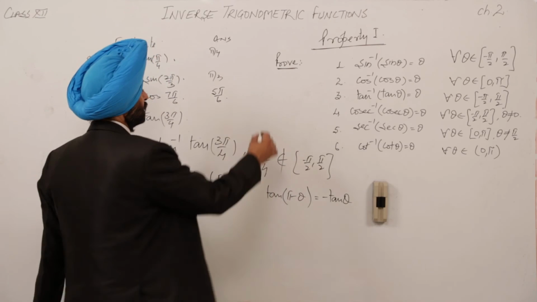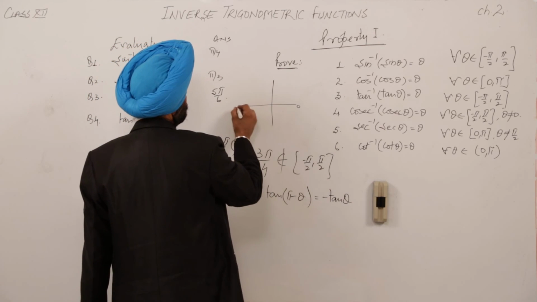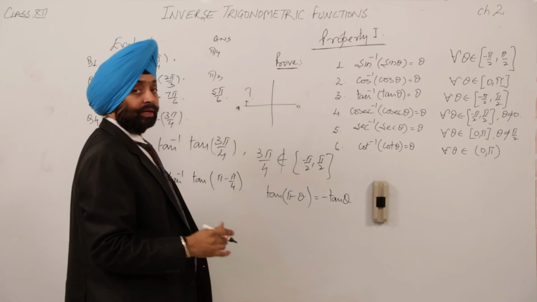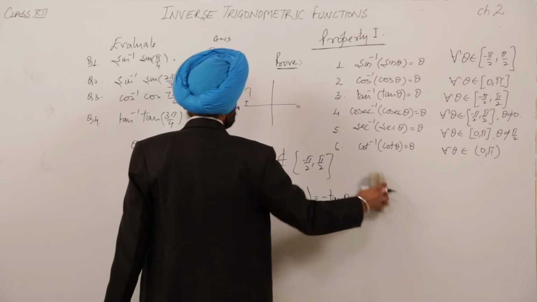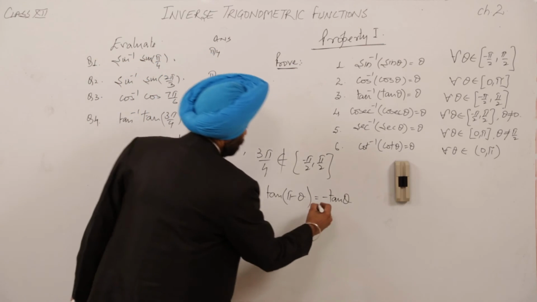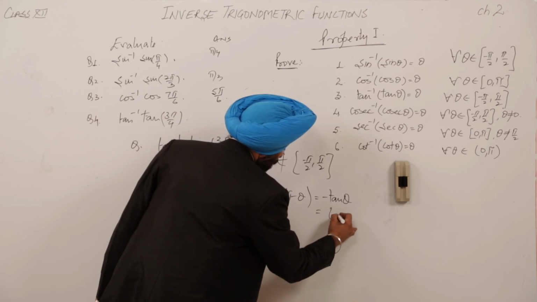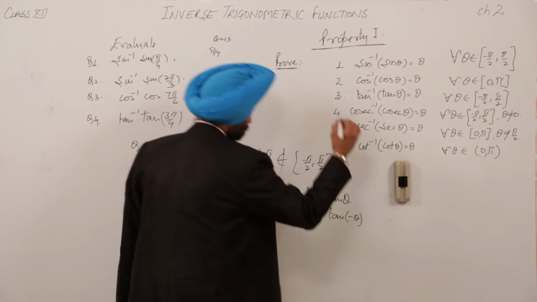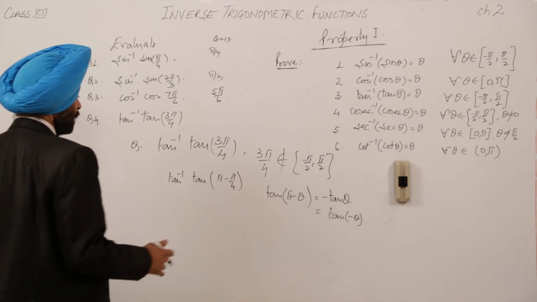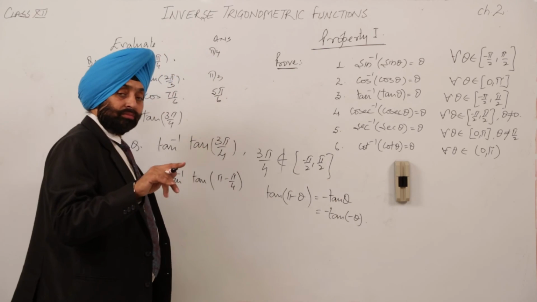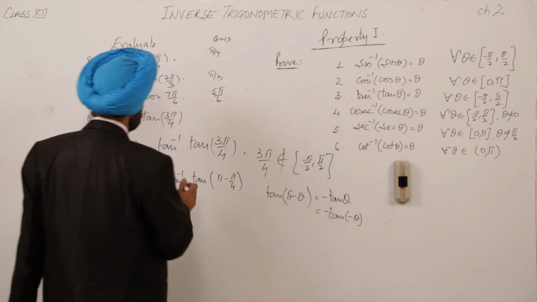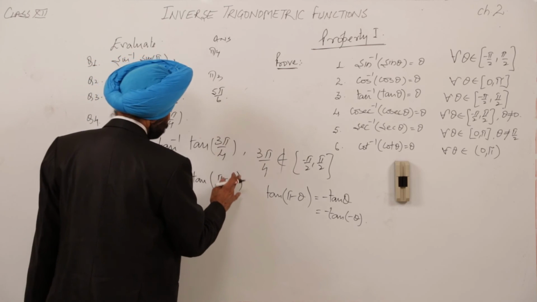Tan pi minus theta: this is 0, here it is pi, so pi minus theta belongs to this quadrant, and here tan is negative. So tan of pi minus theta is minus tan theta, and for this part we can write tan of minus theta. You have already done that tan minus x is equal to minus tan x. Only cos minus x and secant minus x are positive, they are even functions, and the rest are odd functions.